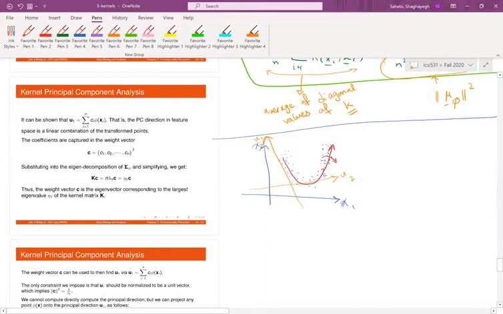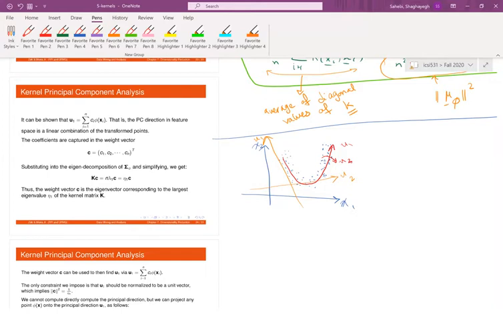So PCA in its regular form cannot capture such a thing, but kernel PCA can. Kernel PCA can find this U1 for us, for example, and this other kind of direction. It can find these kinds of directions. And we will see why I say kind of.